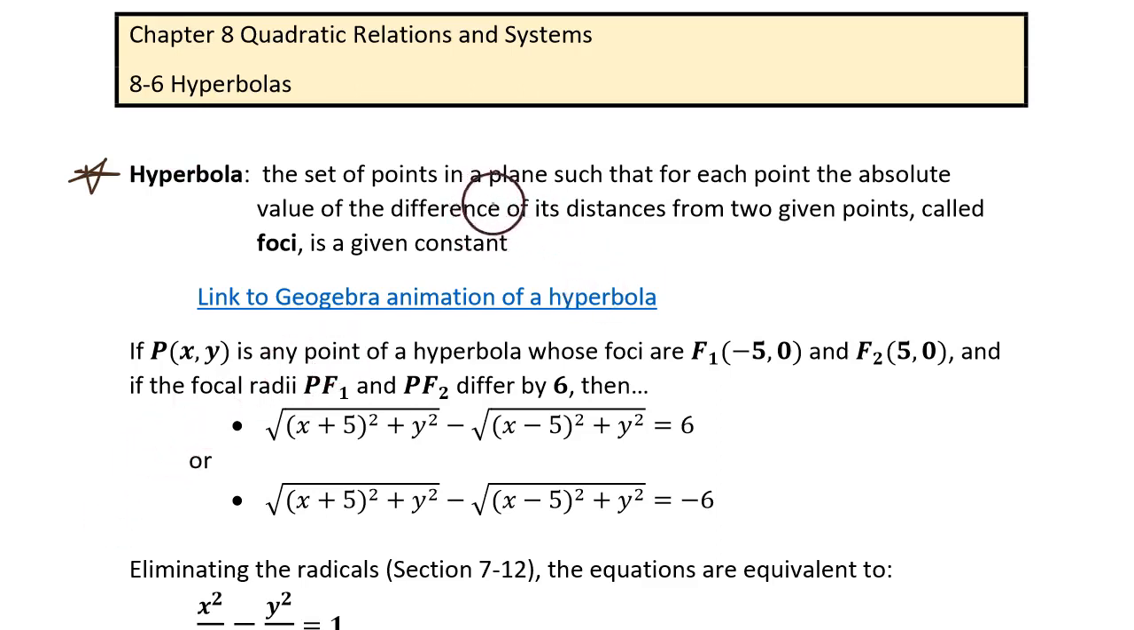It is the set of points such that for each point, the absolute value of the difference of its distances from two given points is a given constant. The hyperbola is different from an ellipse because it involves the difference of two distances, whereas an ellipse was the sum of two distances. Let's look at an animation of a hyperbola.